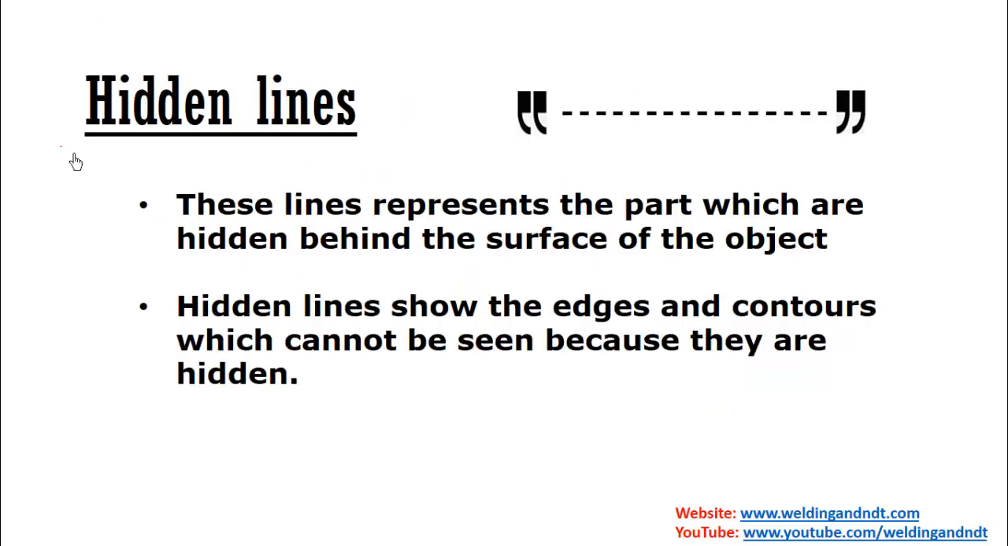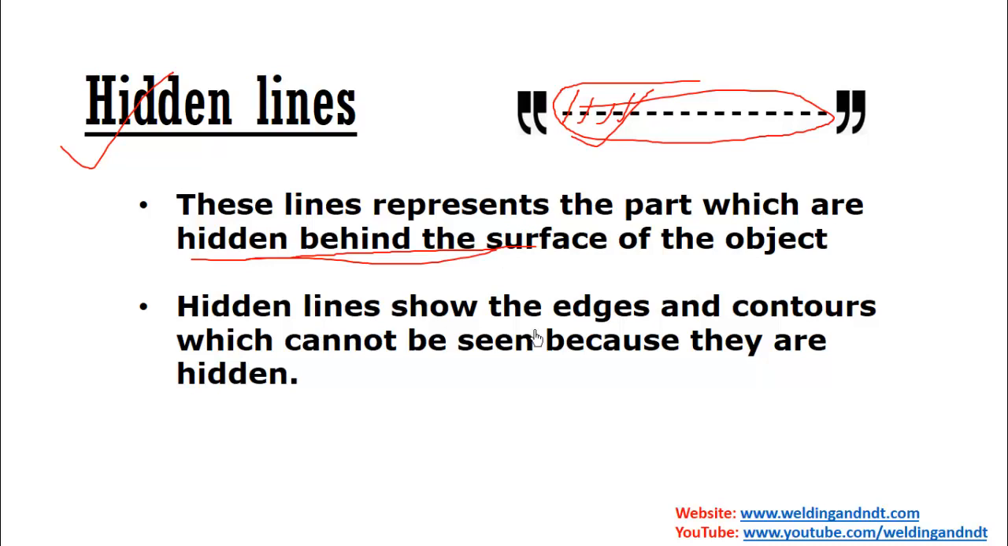Now you see the hidden lines. Sometimes there will be some part which is important for the fabricator, or for the one who is reading the drawing, but since that is hidden behind the surface, to show those parts we use hidden lines. Basically this also shows the edges which are hidden, so you use a thick line but dashed. You can see equal-dimension dashes here. So this is the hidden line. This line represents the parts which are hidden behind the surface of the object.